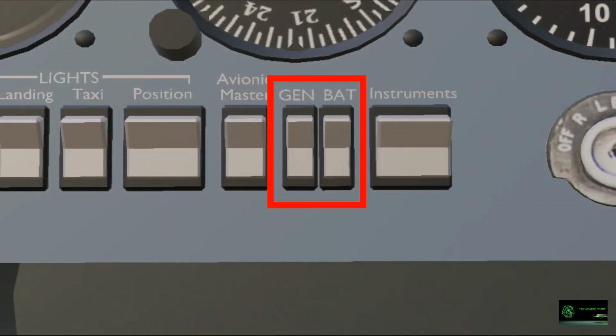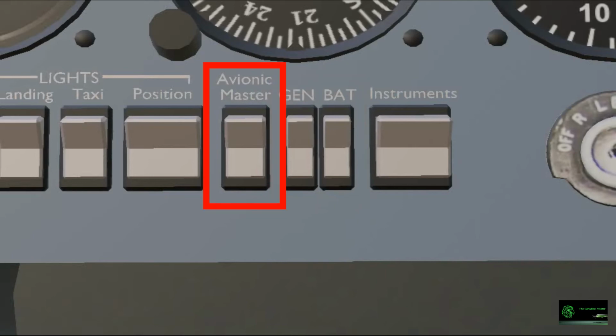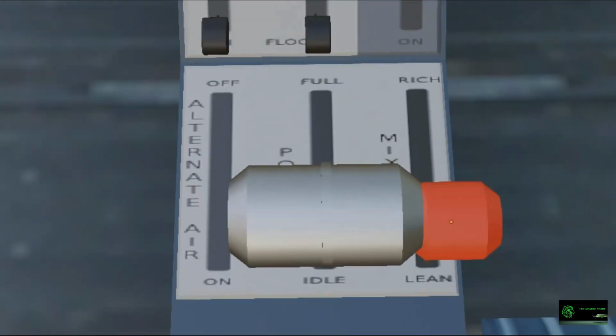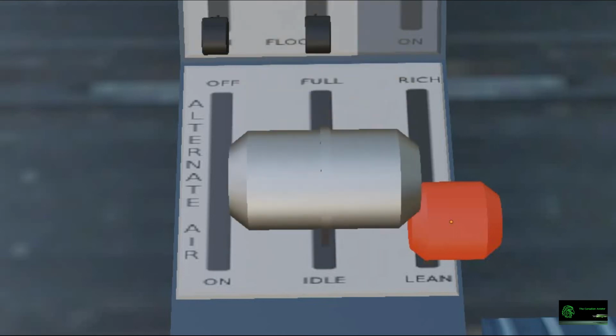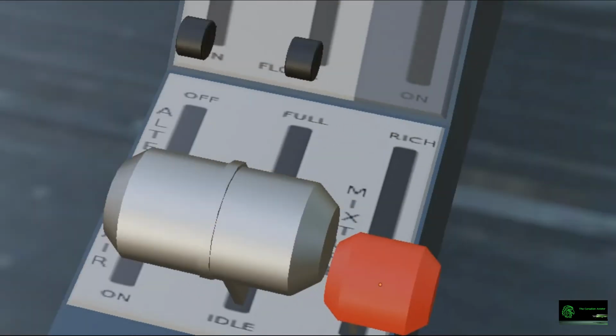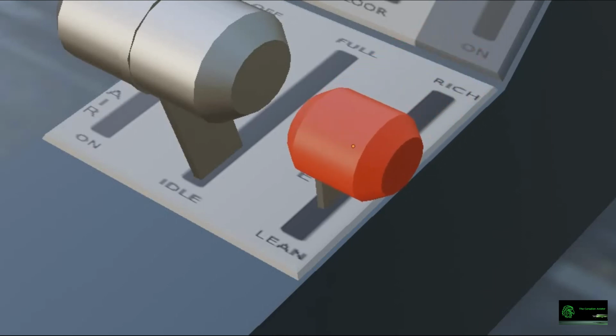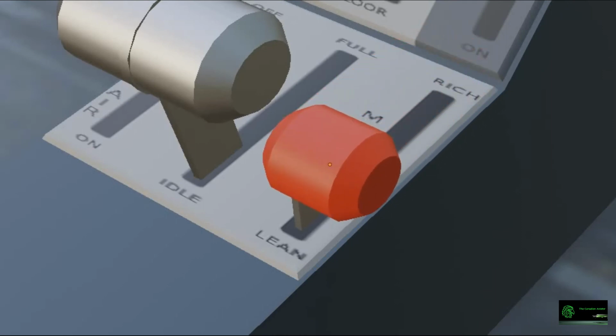The master switch. When it is in the on or off position, it controls the entire electrical system of an aircraft. The avionic master powers the radio. The throttle makes your engine go. The mixture allows you to change the amount of fuel and air you are mixing into the carburetor.